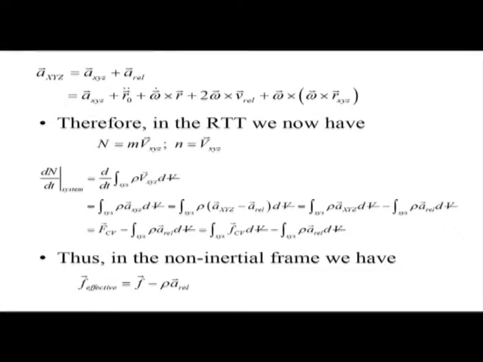So we can write this in a shorthand notation: a capital XYZ is equal to a small xyz plus a relative. A relative is a shorthand way of writing all these terms: r0 double dot plus omega dot cross r plus 2 omega cross v relative plus omega cross omega cross r. Now these terms will actually give rise to some extra terms in the Navier-Stokes equation. So how to do that?